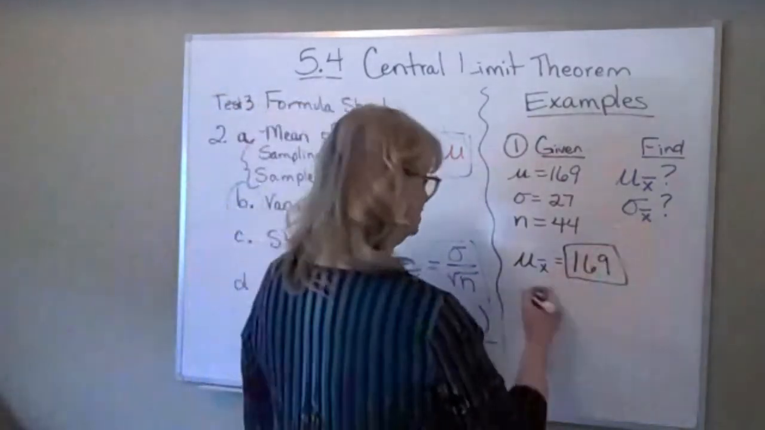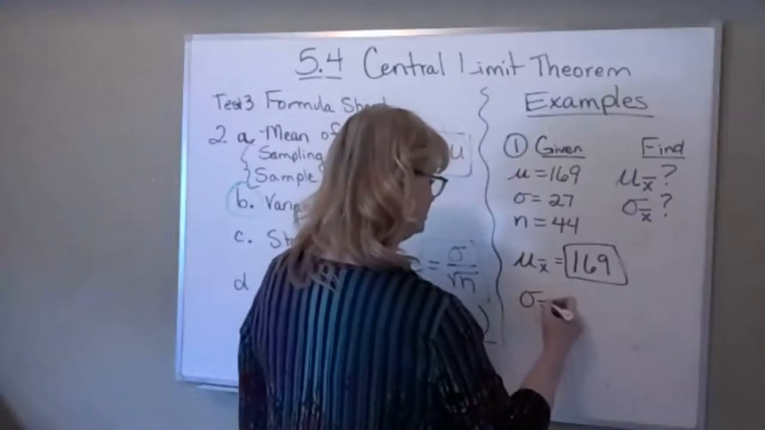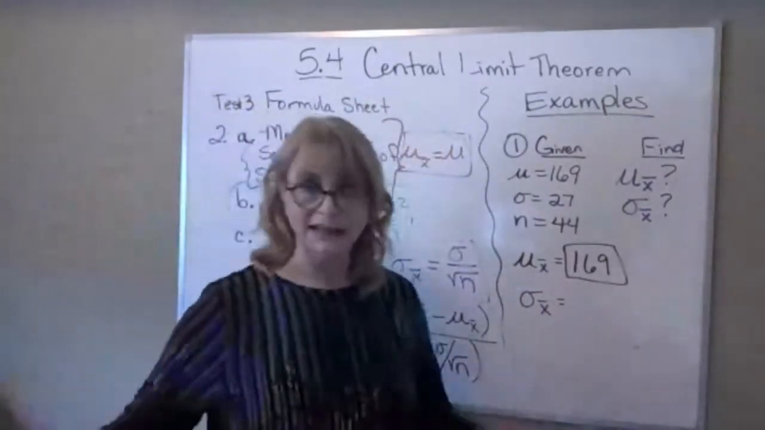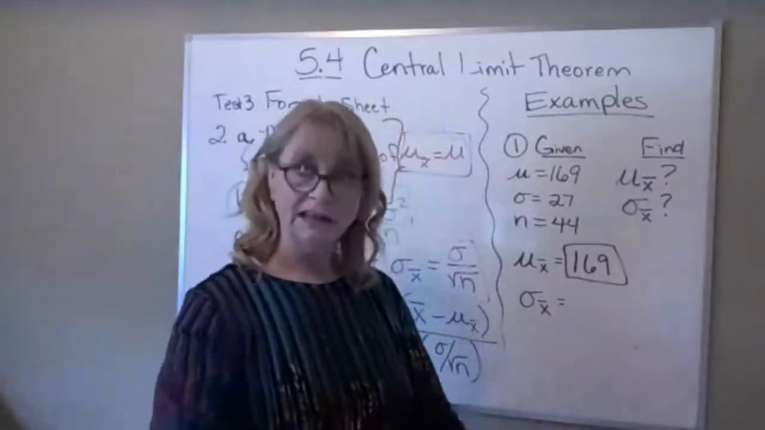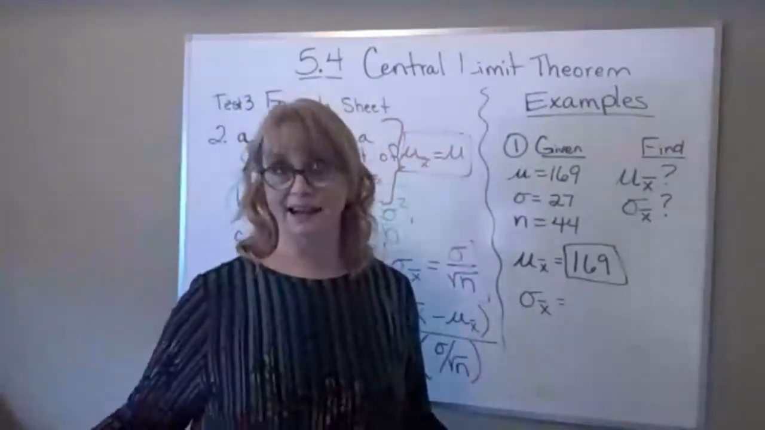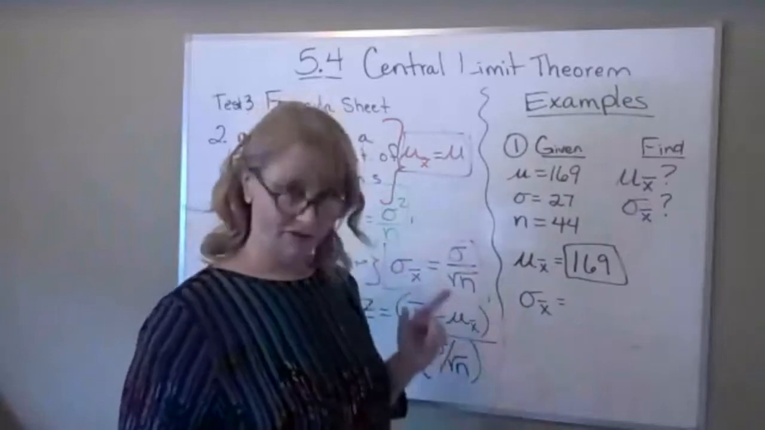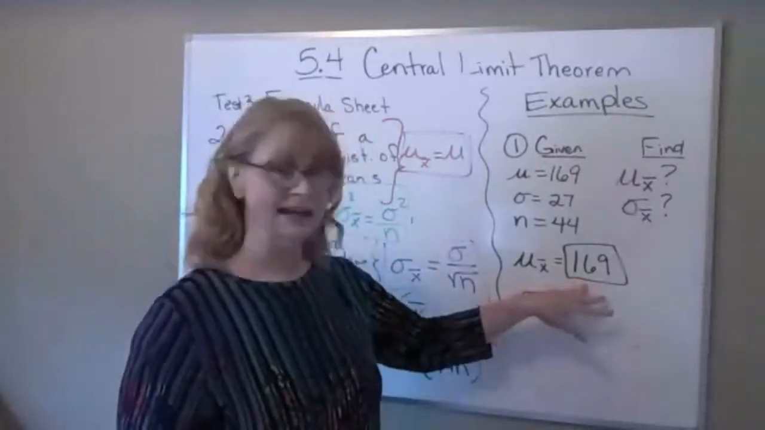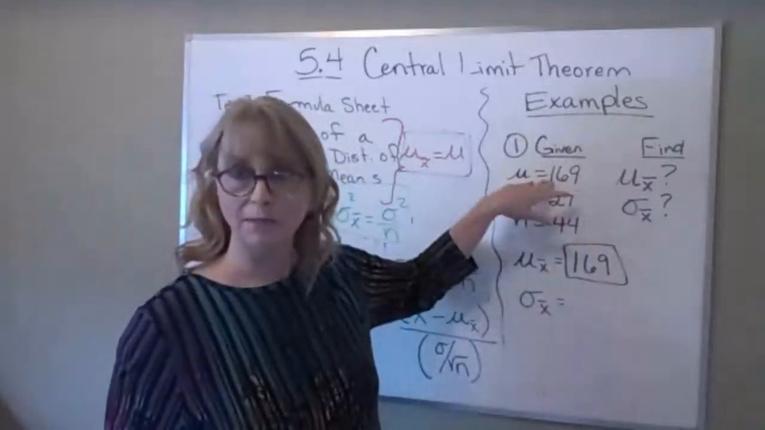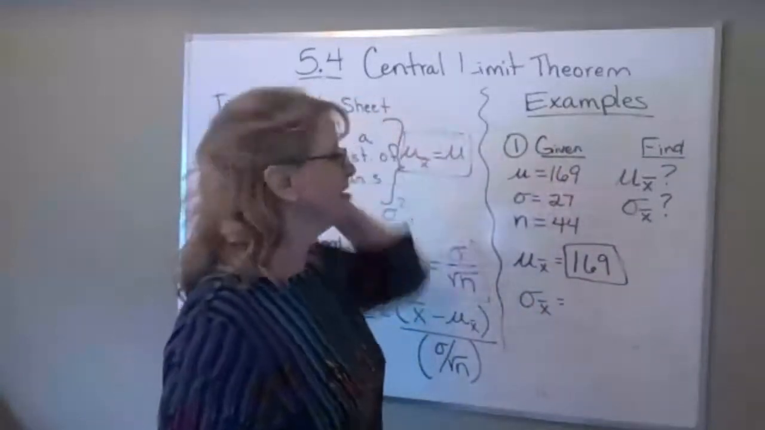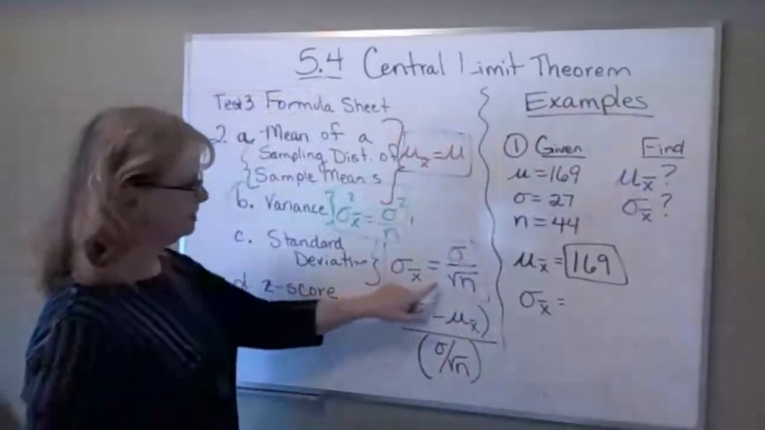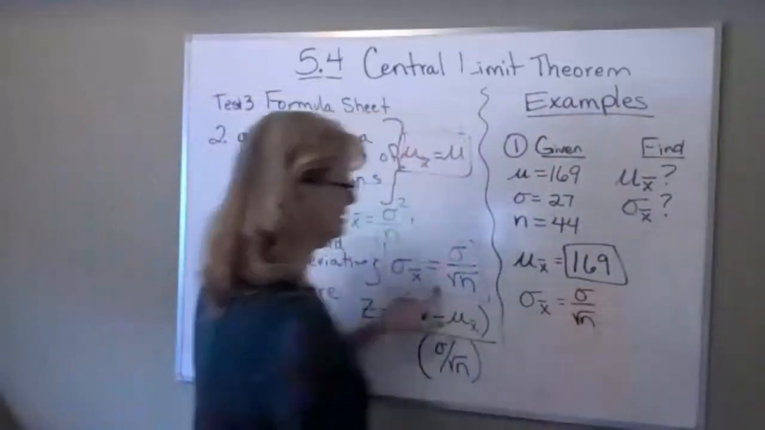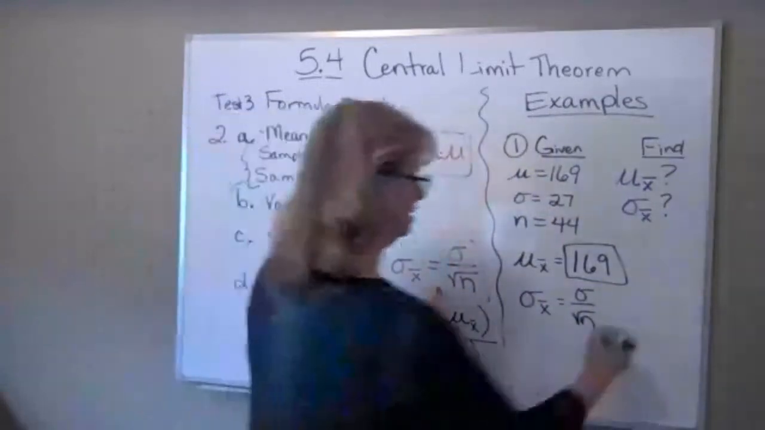And then the second part is the standard deviation of the sample means. Remember what this means is we took a bunch of sample means and we're treating the sample means as if they are data. The average of those means will be the same as the average of the population. And the standard deviation, look back over here, our formula for standard deviation is sigma over square root of n. That's how we get the standard deviation.